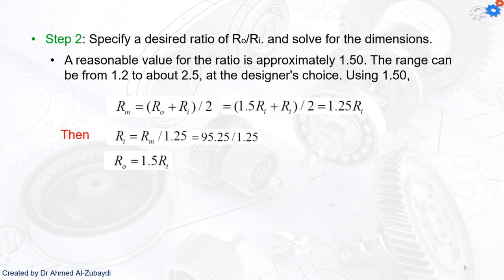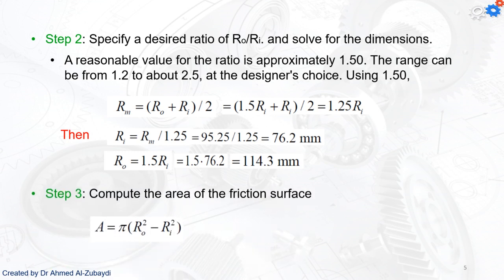Okay, and we are going to get the value for the inner radius to be 76.2 millimeters, and then the outer radius is going to be 1.5 of this value, equal to 114.3. Now with these parameters, I can calculate the friction surface area.